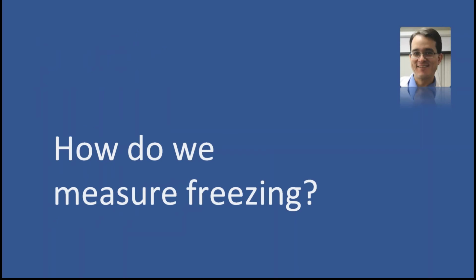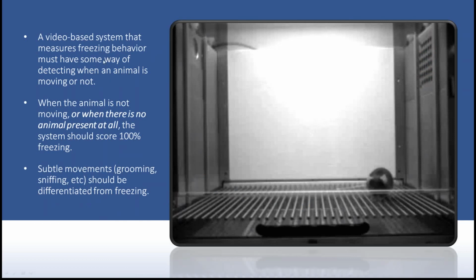Okay, so now that we've looked at the components in a fear conditioning system, how do we measure freezing behavior in an automated fashion? How does the system work? Well, a video-based system that measures freezing behavior must have a way of detecting when an animal is moving or not moving. That's inherent in the test. When the animal is not moving, or when there is no animal present at all, the system should score 100% freezing. That may seem silly, but actually that's an important concept.